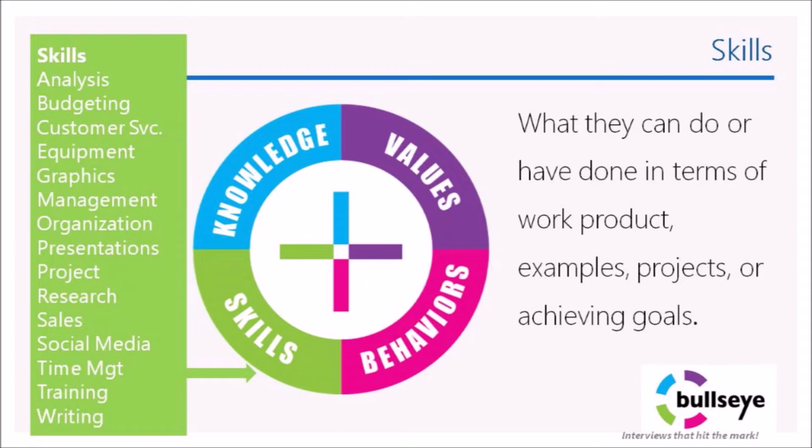Topics in the quadrant of skills would be analysis, budgeting, customer service, equipment, graphics, management, organization, presentations, project management, research, sales, social media, time management, training, and writing. Skills are basically what they can do or have done in terms of work product, examples, projects, or goals they have achieved.